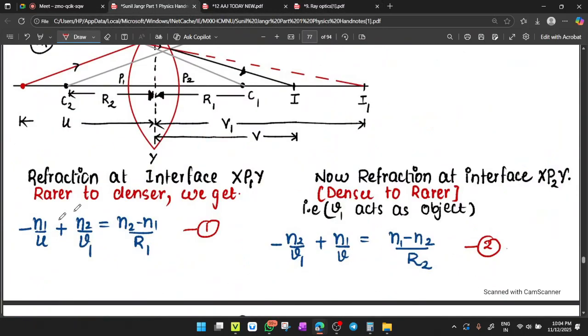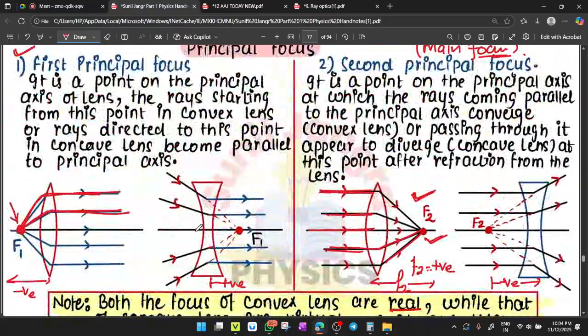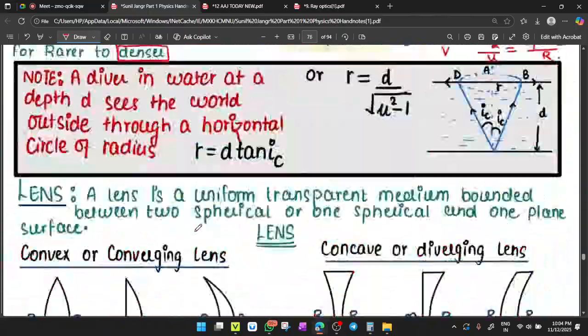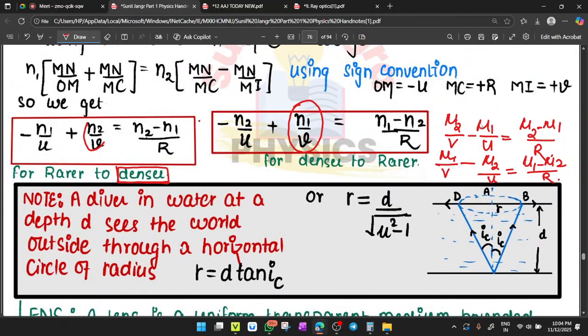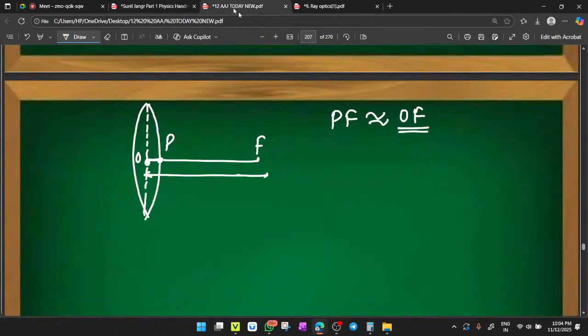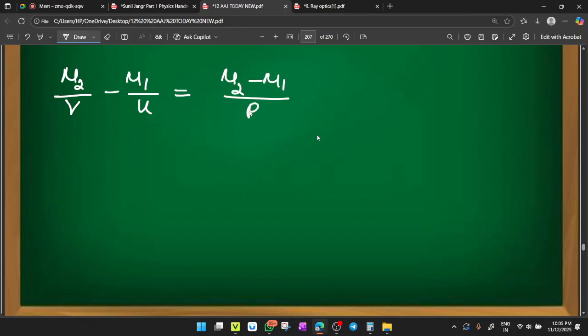For the formula from rarer to denser, yes, we have studied it. Check the formula. Here it is. The formula is mu2 upon V minus mu1 upon U equals mu2 minus mu1 upon R. Clear or not clear? So you have to apply this one formula. I am writing it again: mu2 upon V minus mu1 upon U equals mu2 minus mu1 upon R.